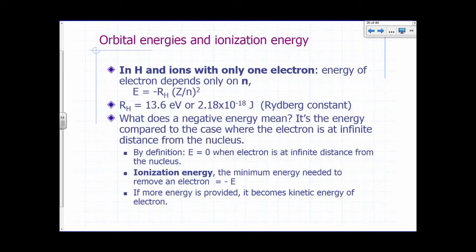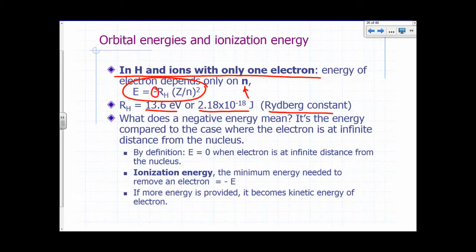In the case of hydrogen and ions that have only one electron, so we're just dealing with systems that have only a nucleus and an electron, it turns out that the energy of the electron will depend only on the quantum number n. And the energy is given by this expression right here, negative R sub H times Z over n squared, where R sub H, called the Rydberg constant, has a value of 13.6 electron volts, or 2.18 times 10 to the negative 18 joules.